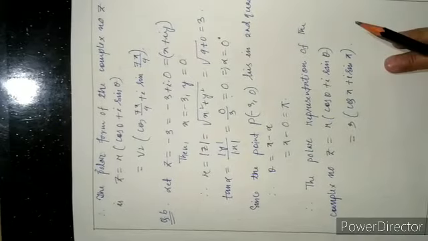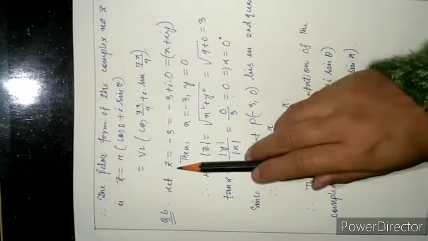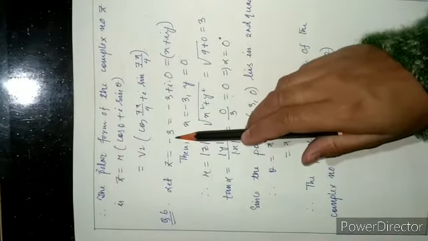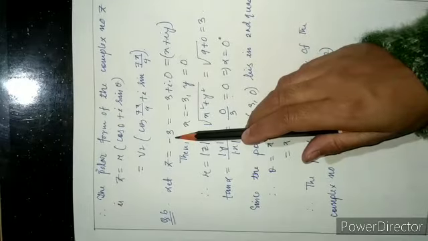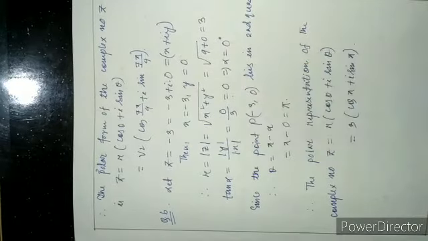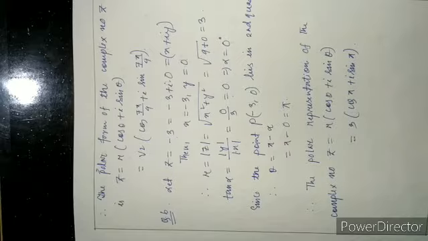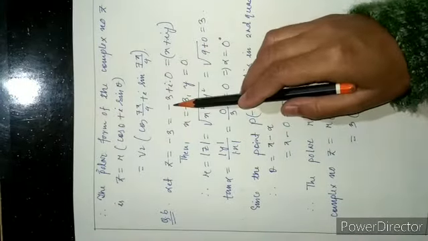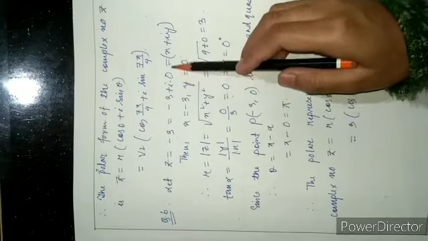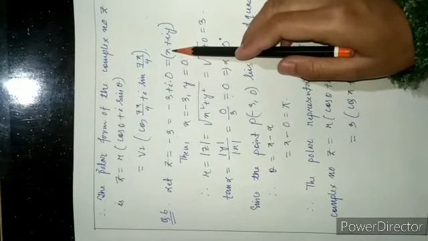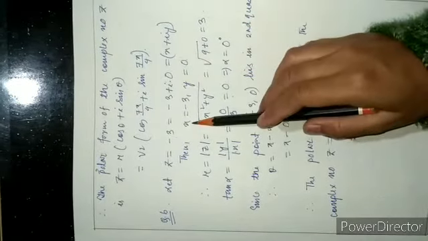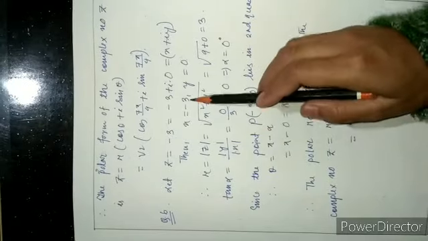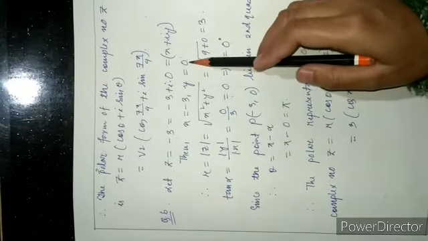Next question, question number 6. Here z is equal to minus 3. Minus 3 is a purely real number, with imaginary part zero. Then this minus 3 can be expressed as minus 3 plus i into 0, which is equal to x plus iy. Then write the values of x and y. x is equal to minus 3 and y is equal to 0.